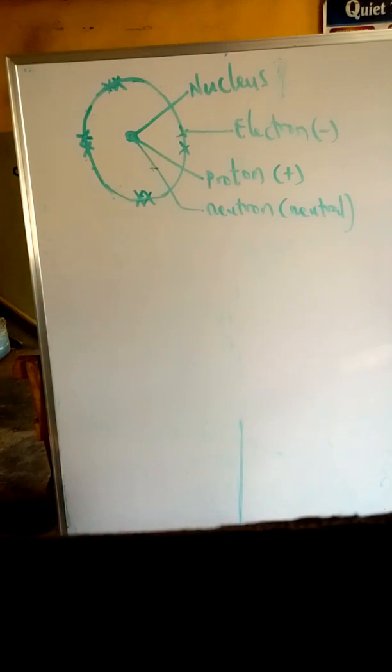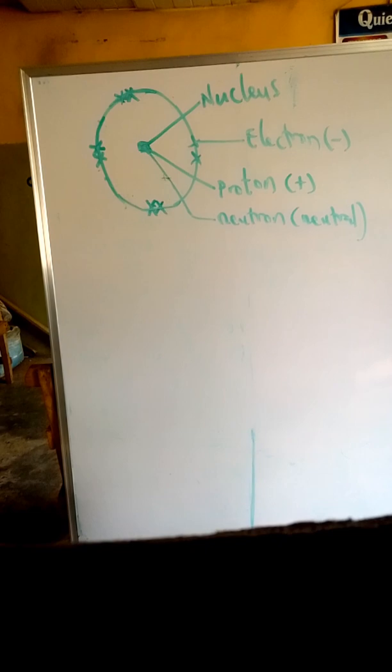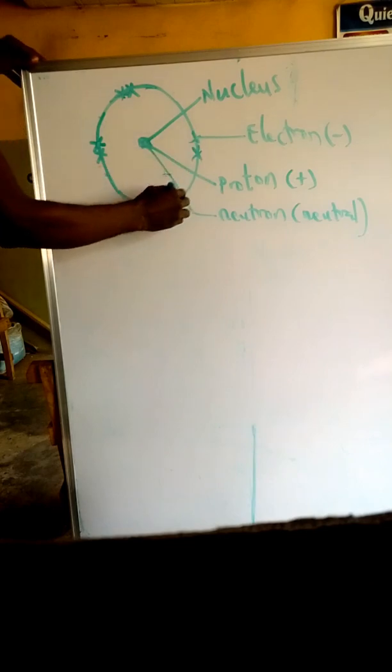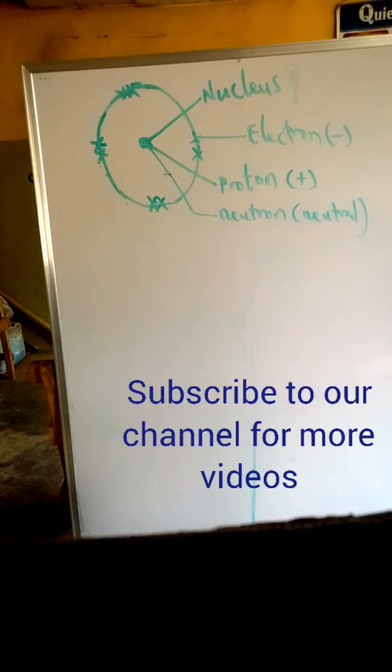Now, an atom has a nucleus. Inside the nucleus of the atom, we have the proton and the neutron. The proton is positively charged while the neutron is neutral. Then the electron rotates around the atom and the electron is negatively charged. So we have a negatively charged electron rotating around an atom with a positive proton and neutron embedded within the nucleus of the atom. This is the structure of an atom.